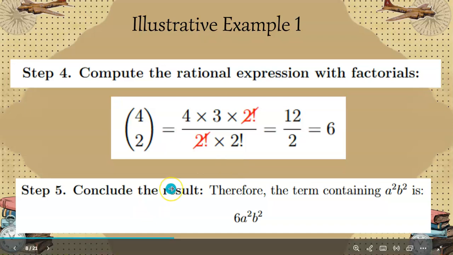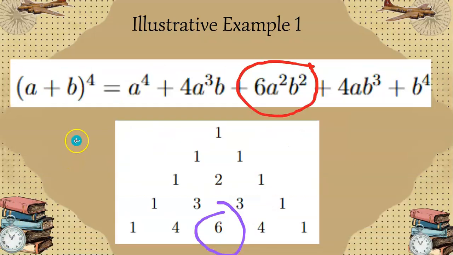Therefore, the coefficient is 6. So, conclude the result. Therefore, the term containing a squared b squared is 6a squared b squared. Alright, so the complete expansion of (a plus b) to the fourth is equal to a to the fourth plus 4a cubed b plus 6a squared b squared plus 4ab cubed plus b to the fourth. And yes, the third term of this expansion is 6a squared b squared.